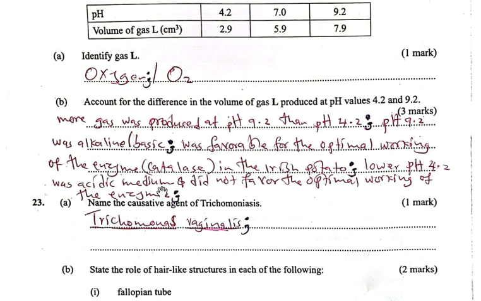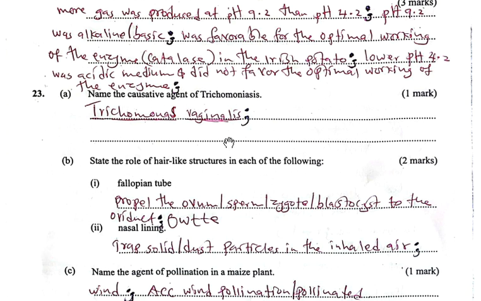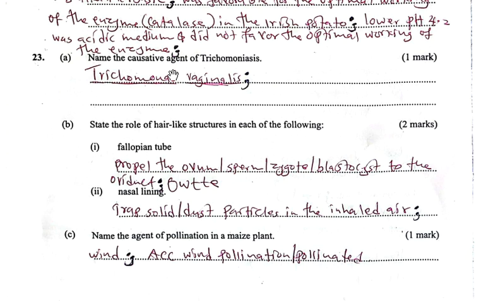Then question 23, name the causative agent of trichomoniasis, that is Trichomonas vaginalis. And when writing down, you should follow the principles of binomial nomenclature. The genus name, which is Trichomonas, should start with a capital letter. Then the species part should be small letters, and they should be underlined separately when handwritten. Then maybe in printed works should be in italics.